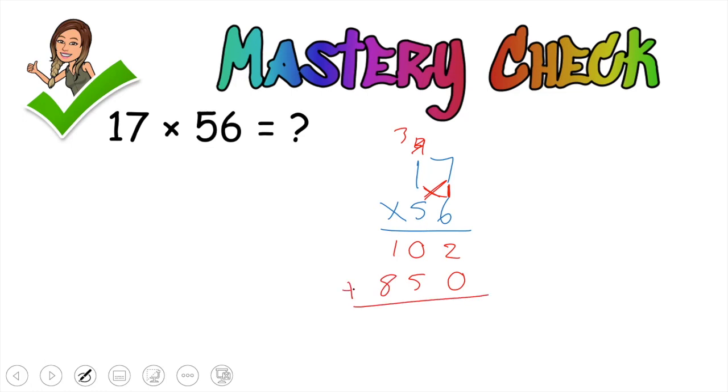We add it all together. 2 plus 0 is 2. 0 plus 5 is 5. 1 plus 8 is 9. Our answer is 952. And that's multiplication using the bow tie method.